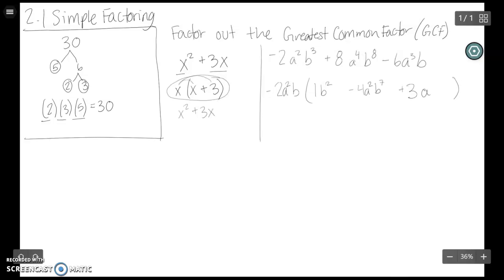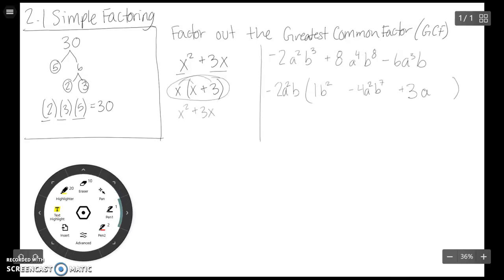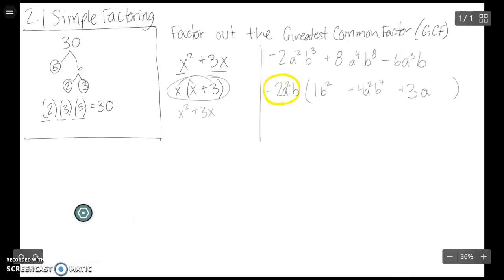What we've done here is we've factored out the greatest common factor. So we would call this term out here that we factored out the greatest common factor, the GCF. And as we can see in this one, it can be a combination of constants or variables. It can be positive, it can be negative, whatever works to factor out the most things, the most terms.